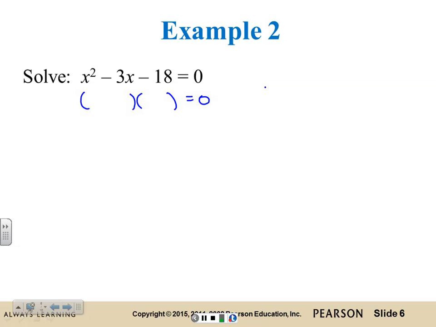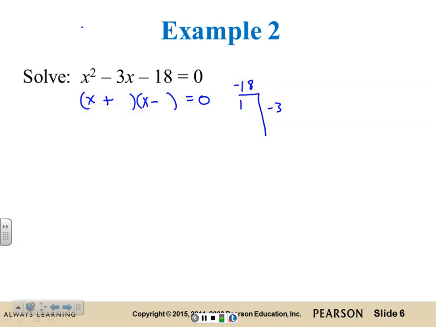Then I'm going to decide on my signs. My signs are going to be different, and the reason being is because of that negative. And then I'm going to take the square root of x squared, which is going to be x. And then I have to think, remember, what can I multiply together to get negative 18 but subtract to get negative 3?